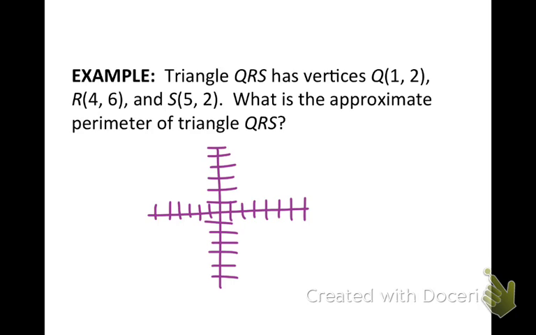Do you go over and up or up and over? Over and up. So if I were to plot point Q at 1, 2, I'm going to go to the right 1 unit and up 2 units. Label it as Q. R is at 4, 6, so I'm going to go to the right 4, up 6. And S is at 5, 2, so I'm going to go to the right 5, up 2. And I'm going to connect to make a triangle.